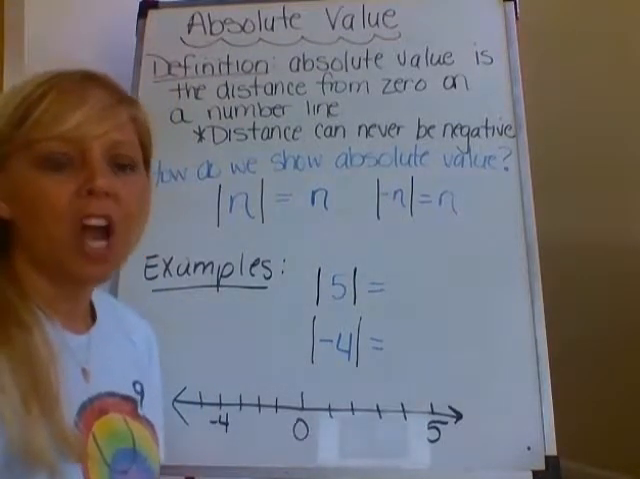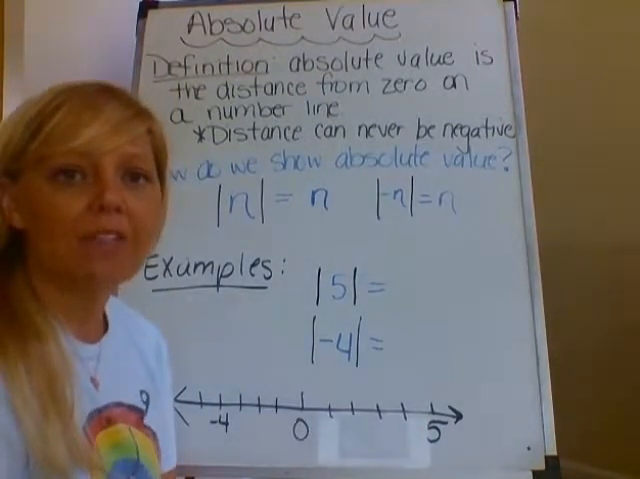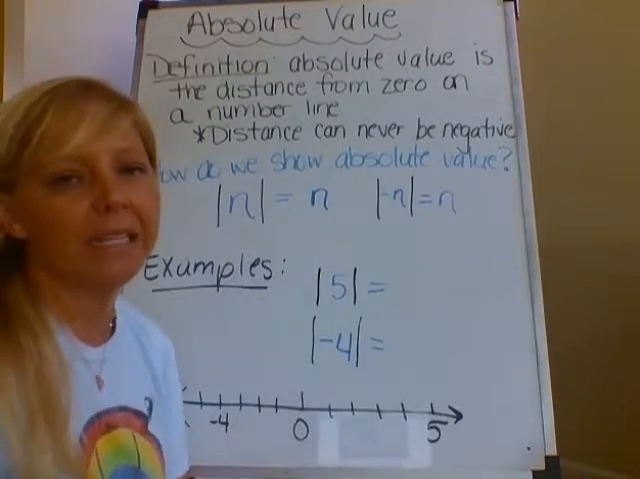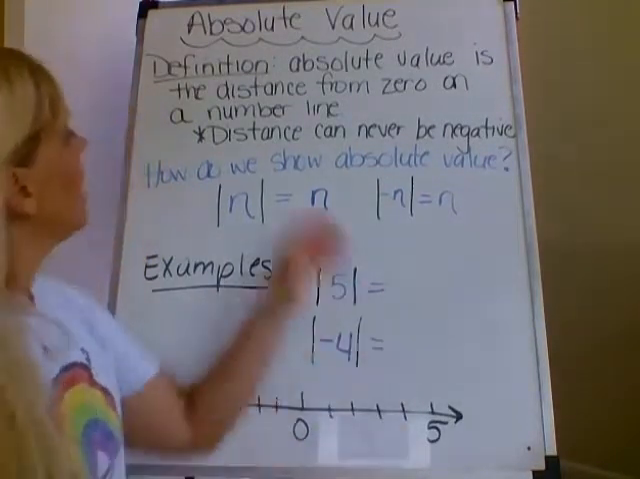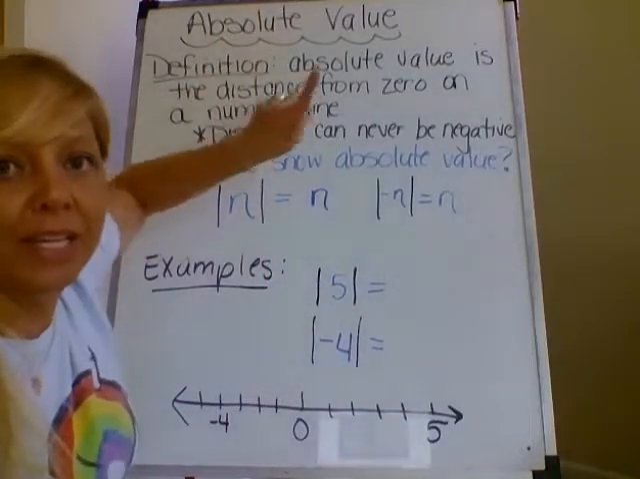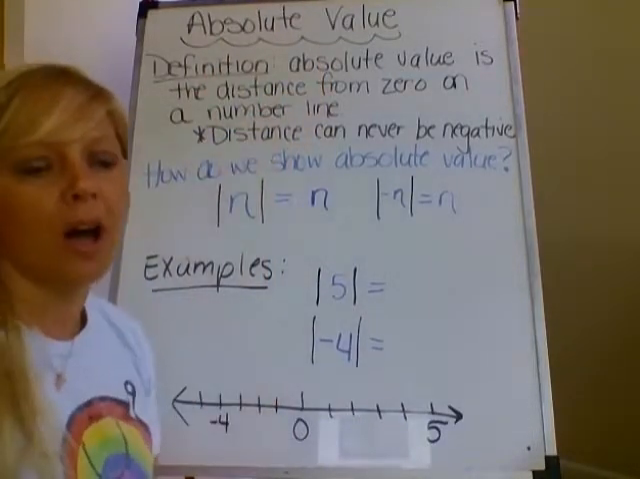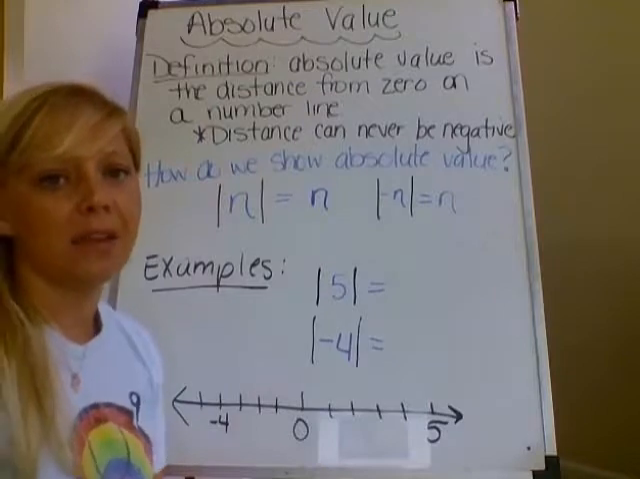In this mini lesson, we're going to talk about absolute value. Absolute value is basically a definition word on the distance from zero. So absolute value is the distance from zero on a number line. Distance can never be negative.